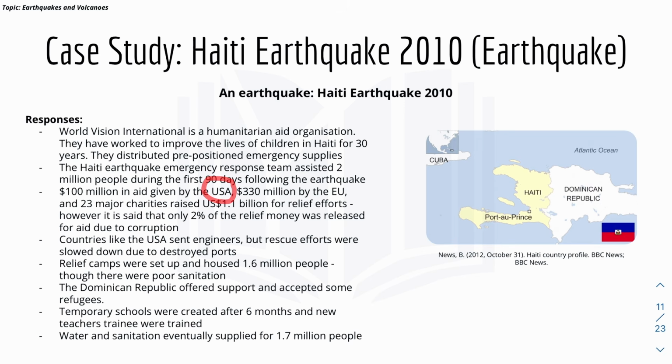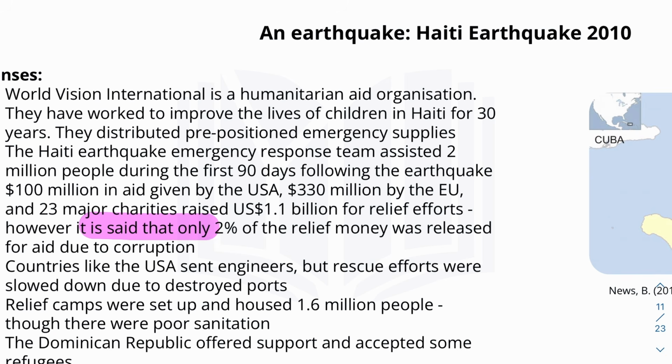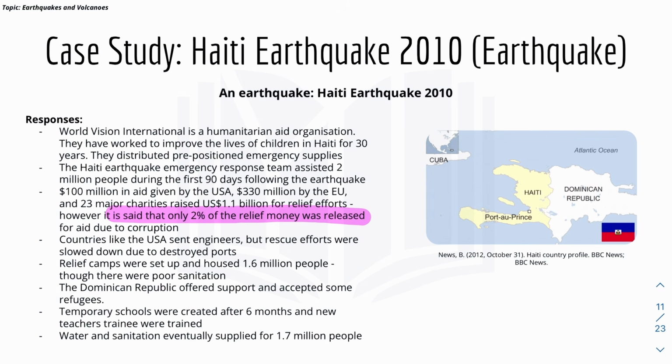And the USA donated around $100 million in aid, and the EU donated around $330 million in aid, and there are around 23 major charities raising $1.1 billion for relief efforts. However, this is quite important. It is said that only 2% of the relief money was released for aid due to corruption in Haiti. So people are blaming Haiti's government for the slow recovery from the earthquake, as there was said to be corruption, as only 2% of the relief money was released.